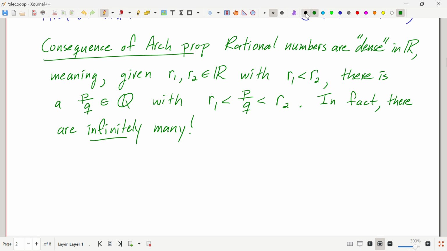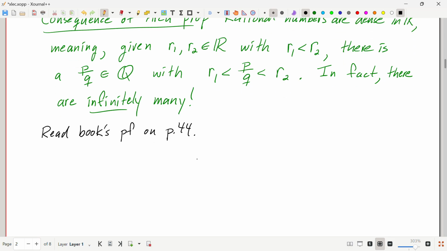You should read the book's proof. I found the book's proof to be kind of formal. I need a picture proof to do these things. It's only 3 sentences, so it's not a killer proof, but somehow it didn't feel natural to me. Let's see. So here's my proof.